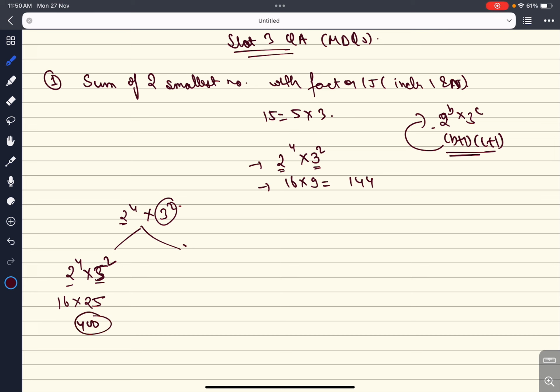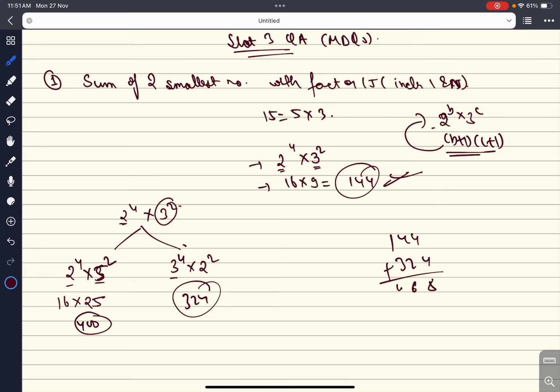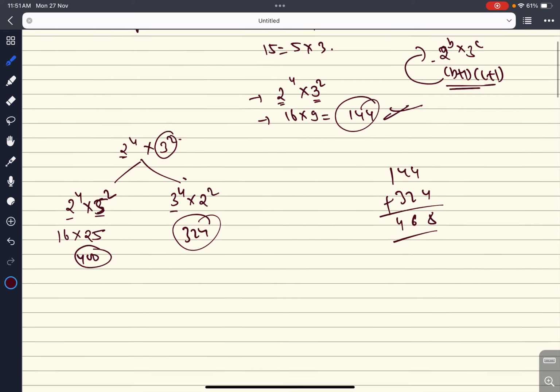Another case is 3 to the power 4 into 2 square. So 81 into 4 will be 324. Since we need two smallest numbers, the smallest is 144 and the second smallest is 324, so 144 plus 324 is 468. So this was question number 1.